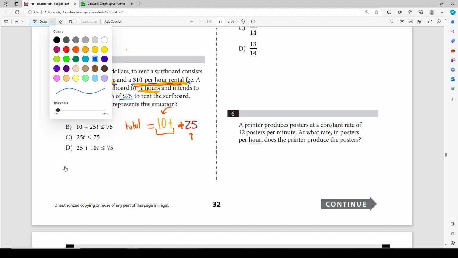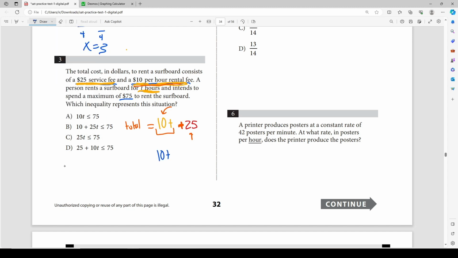So now we know that our total is going to equal 10T plus 25. Now he's saying that a person wants to rent a surfboard for T hours, so we don't know how long, and we know that he wants to spend a maximum of $75, right? So we know that no matter what we do, we cannot go over 75. So 75 has to be greater than or equal to this total. Now all we have to do is solve for T. So we subtract 25 on both sides, we get 50 is greater than or equal to... Oh, we don't even need to solve. I should have read the question more thoroughly. The answer to this, of course, is going to be D.